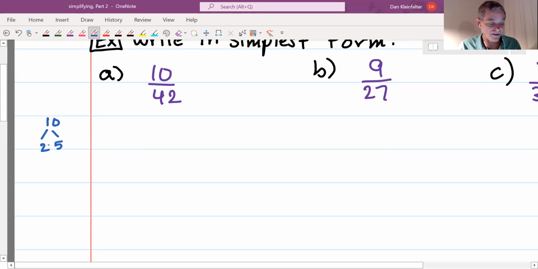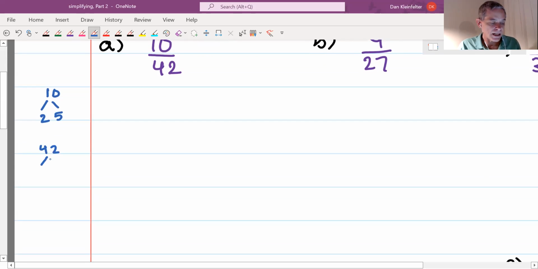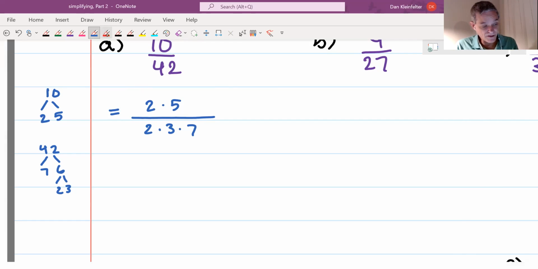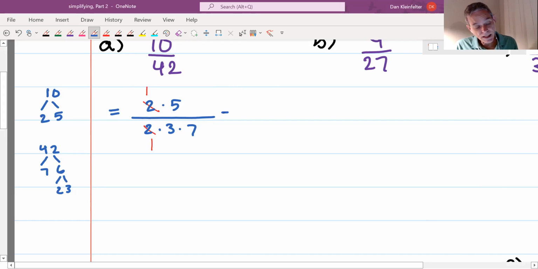10 is 2 times 5, and 42 is 7 times 6, and 6 is itself 2 times 3. So then writing out the prime factorization for each of the numerator and denominator, 10 is 2 times 5, and the denominator, 2 times 3 times, or rather, 7, 2 times 3 times 7. Okay, so now we can see that there's a common factor of 2 that can be divided out. 2 divided by 2 is 1, 2 divided by 2 is 1. And so what's left in the numerator is simply 5, and the denominator is 3 times 7 is 21, so 5/21.